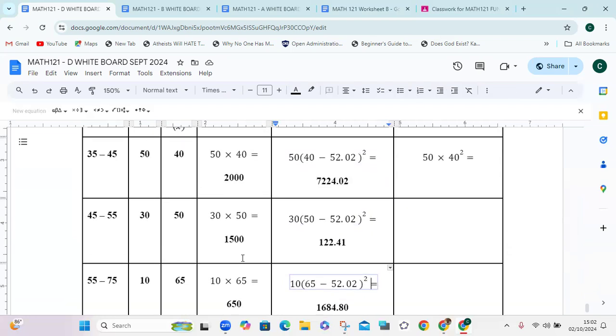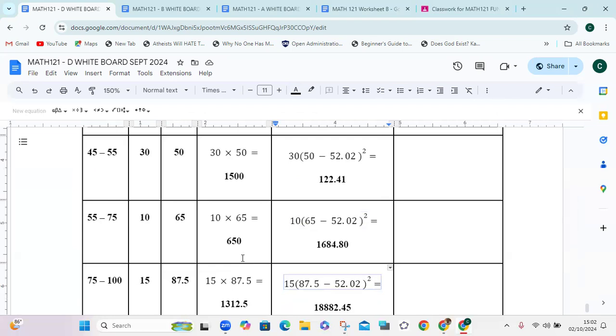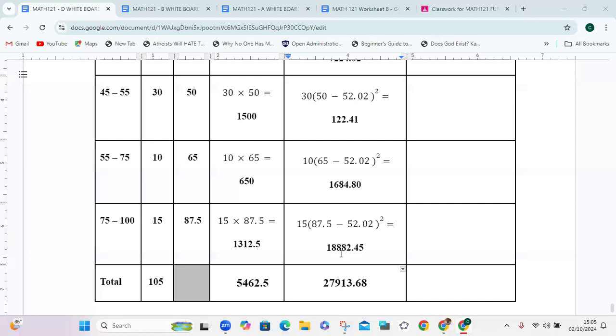So what we have to add is 7,224.02, 122.41, 1,684.8, and 18,882.45. We've got 27,913.68. That's the total. And this now we have to put this over the sum of f, as you can see in the formula.